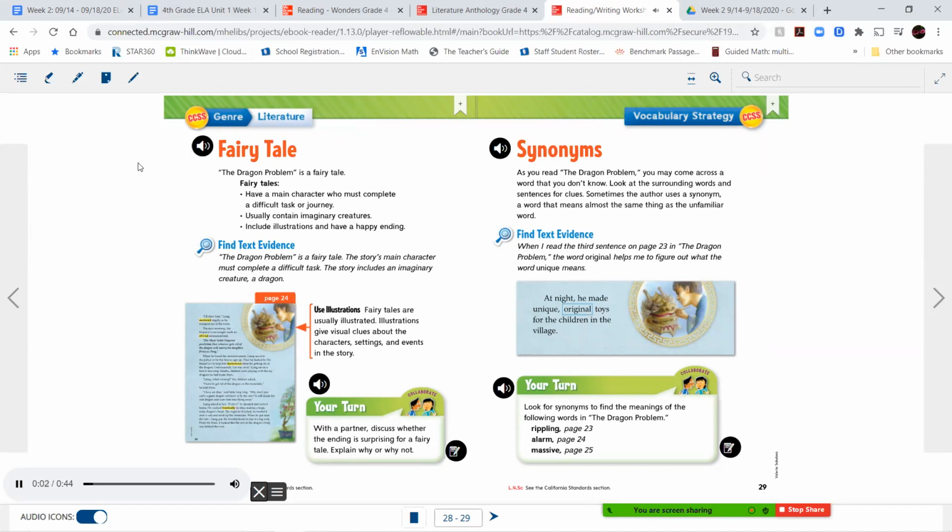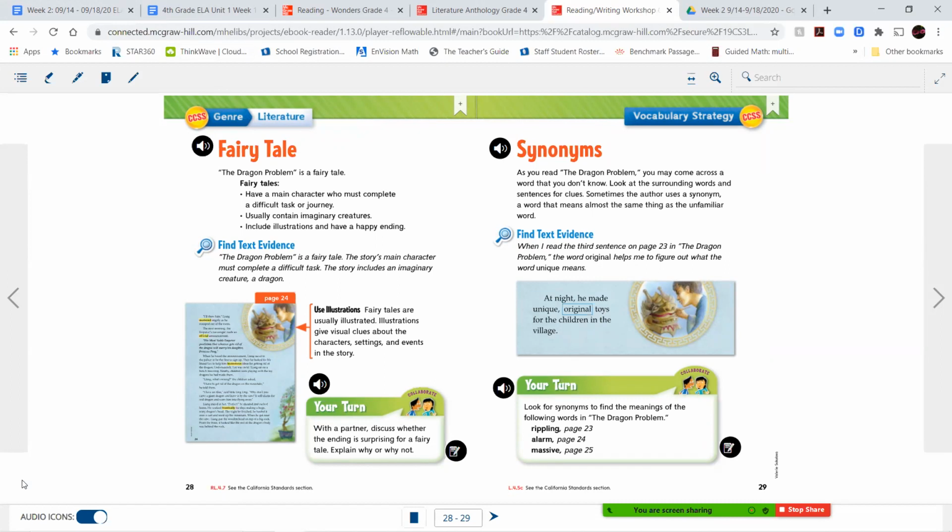Fairy tale. The Dragon Problem is a fairy tale. Fairy tales have a main character who must complete a difficult task or journey. They usually contain imaginary creatures, include illustrations, and have a happy ending. Find text evidence. The Dragon Problem is a fairy tale. The story's main character must complete a difficult task. The story includes an imaginary creature, a dragon. Use illustrations. Fairy tales are usually illustrated. Illustrations give visual clues about the characters, settings, and events in the story.